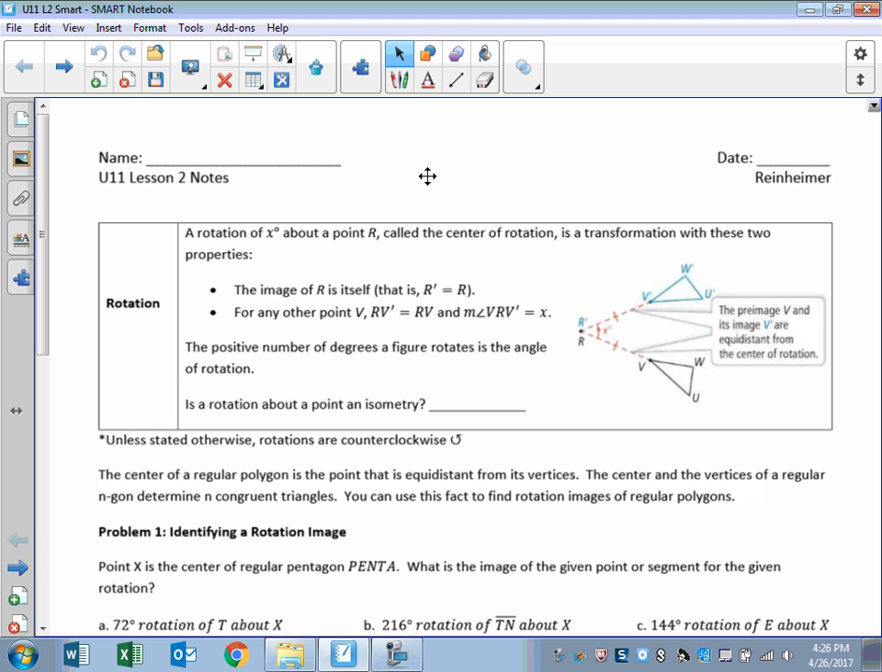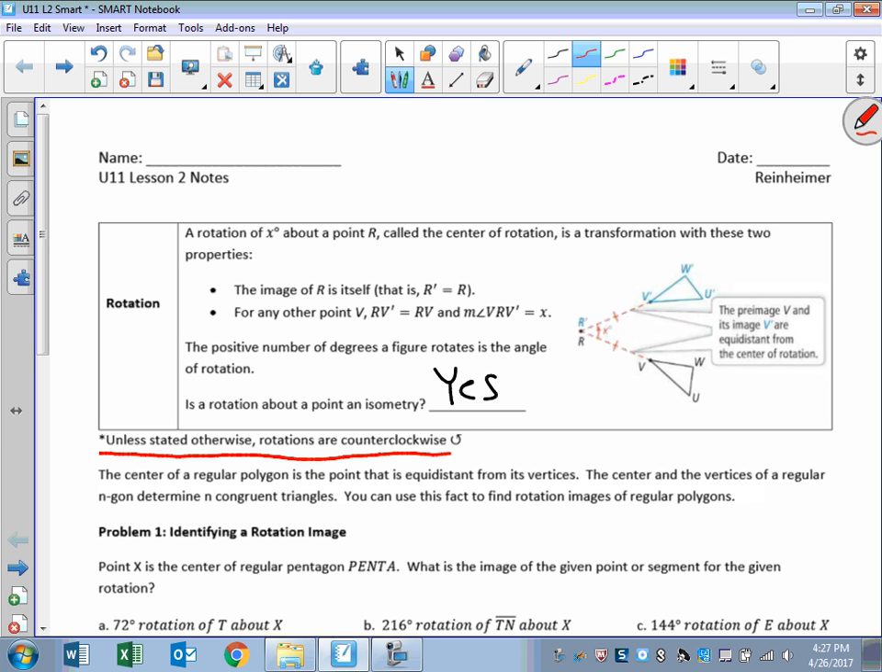If we're rotating a shape around a point, a center, is the image or the copy an isometry? I said in the last video that the dilation is the only one that's not, so this one will be yes because it stays the same size. Okay. Something that I don't want to glance by is that unless stated otherwise, rotations are always going to be counterclockwise. So if you see rotate and it doesn't say clockwise, assume that it is counterclockwise.